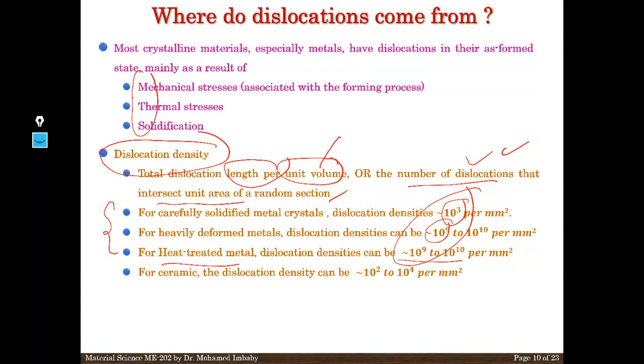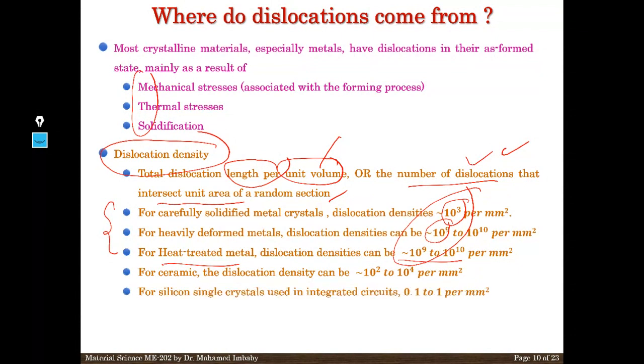For ceramic material, the dislocation density is around 10 power 2 to 10 power 4. Okay, here I think the metal has more dislocations than the ceramics. Keep in mind this one, because I need this part when I'm explaining the deformation of the metal. When I explain the deformation of the metal, you just pick up what I'm saying right now. The ceramic material has fewer dislocations than the metal, as you've seen here.